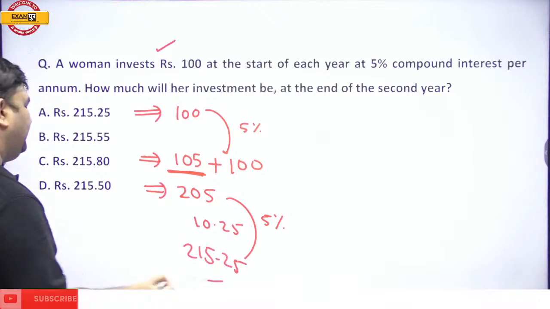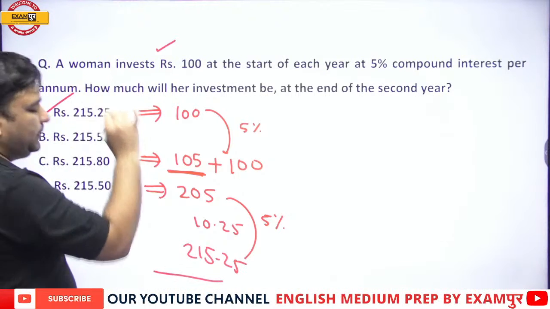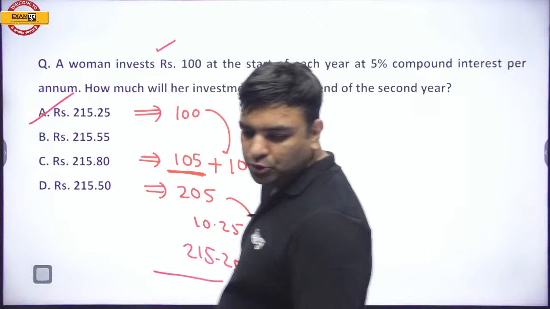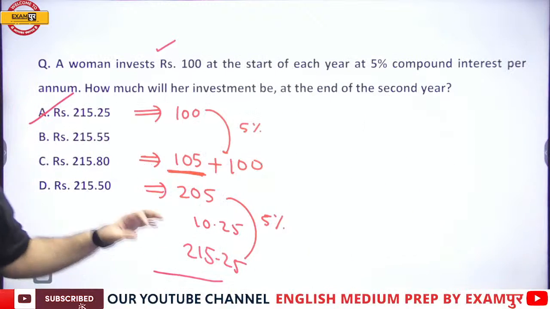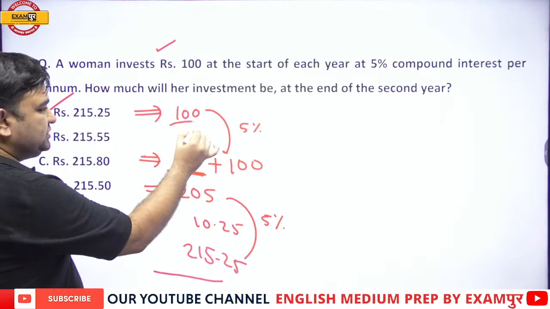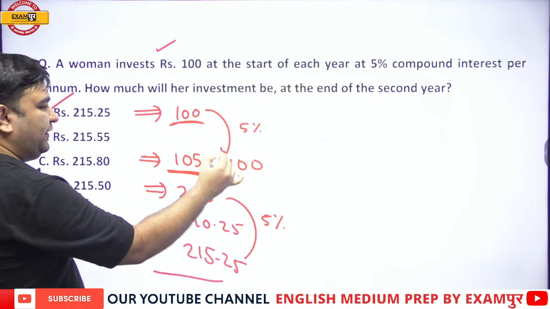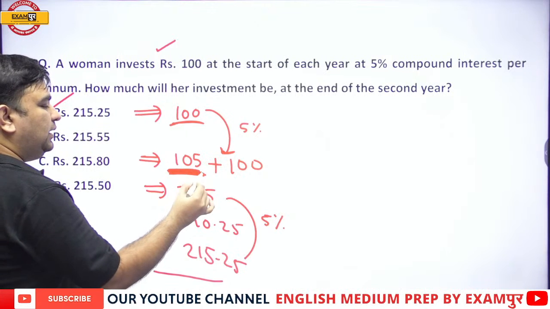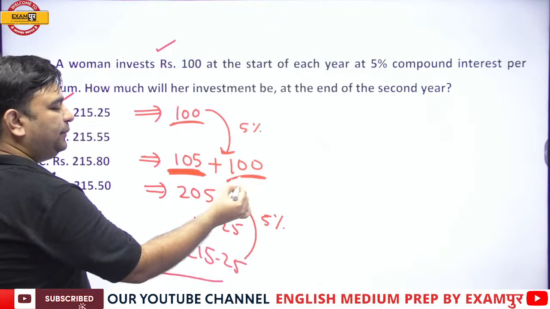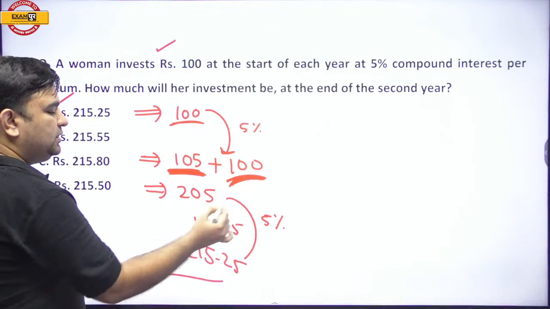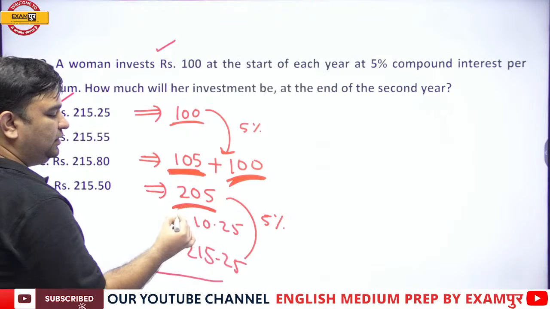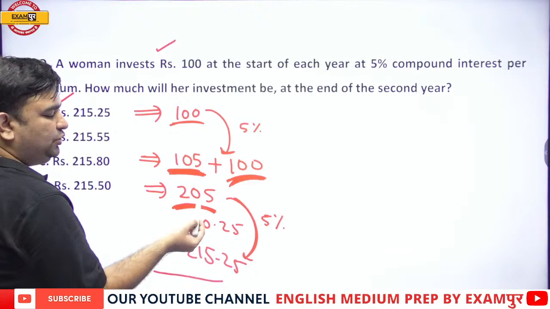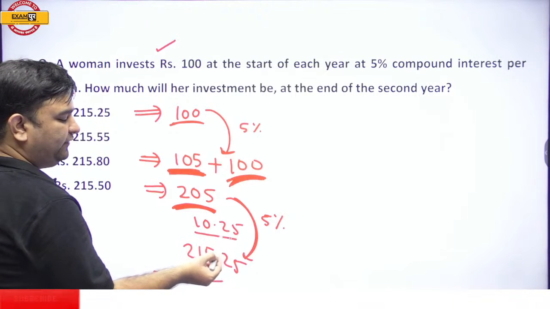Please do watch out, and if there are any issues, do let me know. For the first year, principal was 100. You will get 5% interest, it will become 105. In the beginning of the second year, you will again deposit 100. So total will become 205. Again, you will get 5% interest over it. 10% is 20.5, so 5% is 10.25. Answer.